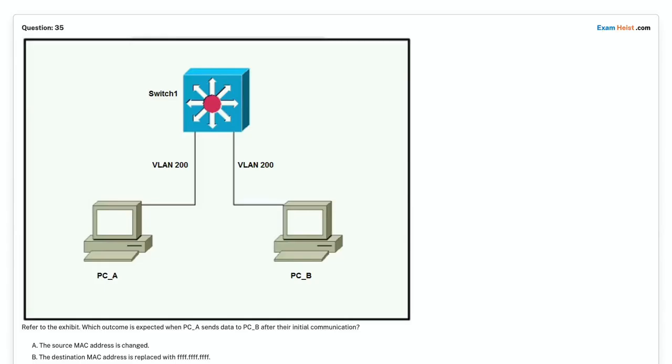Question 35. Refer to the exhibit. Which outcome is expected when PCA sends data to PCB after their initial communication? Option A. The source MAC address is changed. Option B. The destination MAC address is replaced with FFFF.FFFF.FFFF. Option C. The source and destination MAC addresses remain the same. Option D. The switch rewrites the source and destination MAC addresses with its own. Choose the correct answer. Correct answer is option C. The source and destination MAC addresses remain the same.